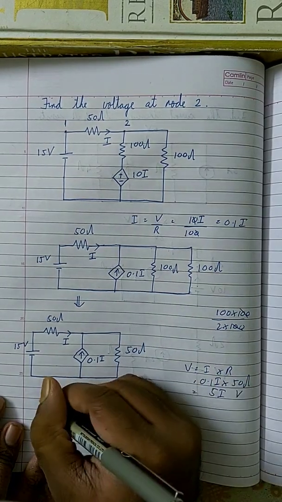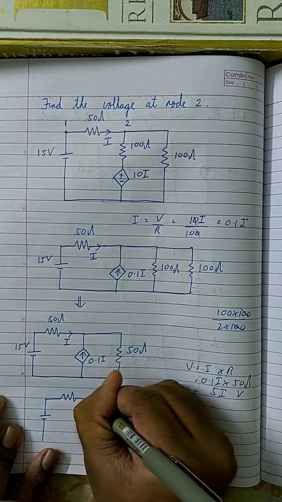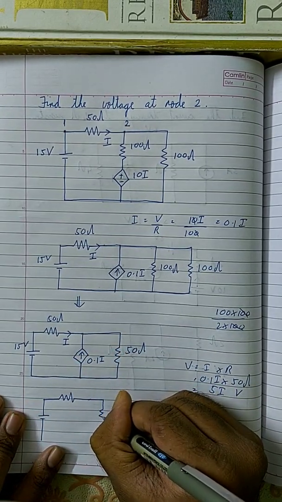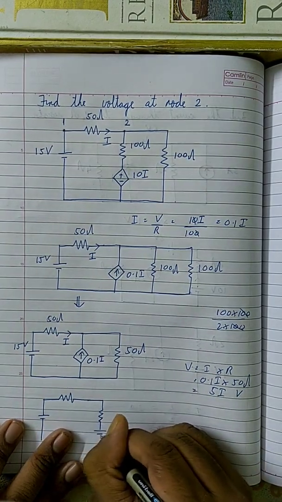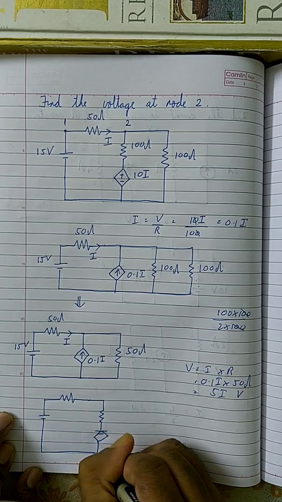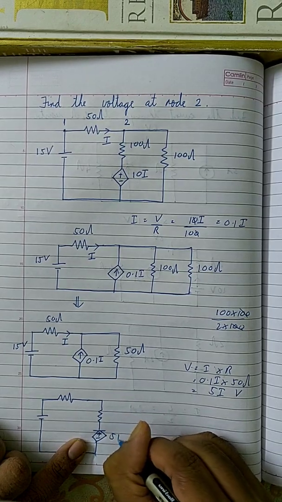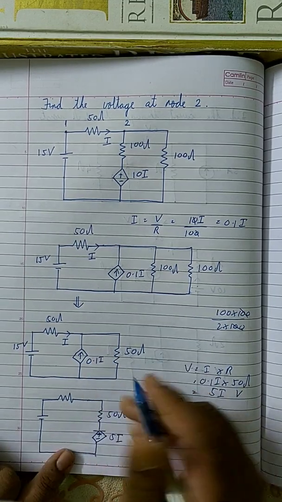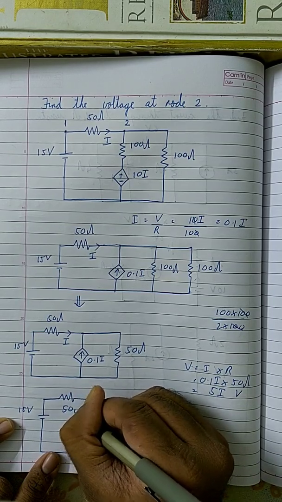So basically this becomes a 15 volt source with a series resistor, and these two will combine, and I can draw it like this, with a series resistor and a series voltage source equal to 5I. No, it's a diamond shape. It's a dependent source, so it should be diamond shape. Plus minus, right? The value is 5I. This resistor is the same, 50 ohm, and this is 15 volt, and this is 50 ohm.